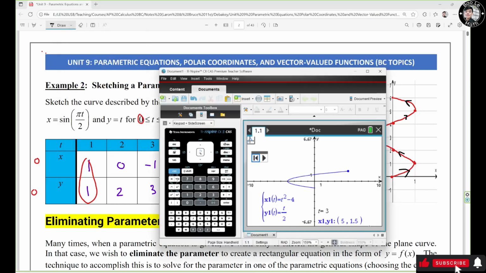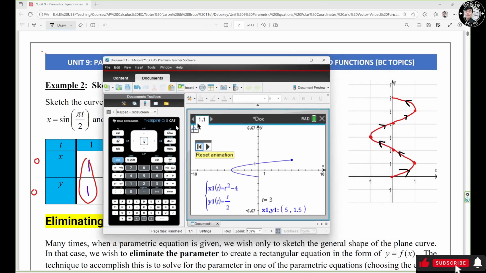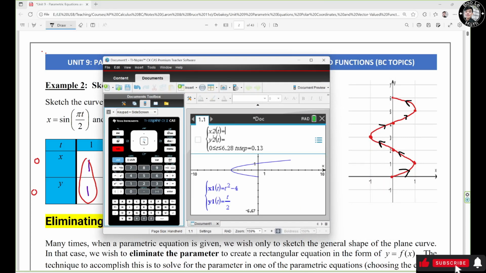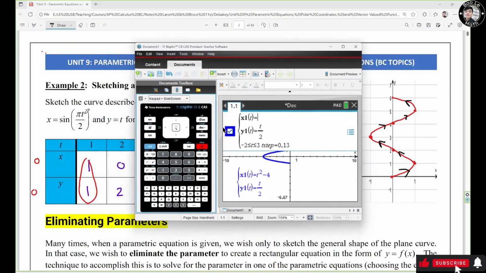Now you're going to use the calculator to check your work. So you hit tab, x2, y2. You need to hit the up arrow right here. Then you put sine of pi t over 2, so you press check right here, sine of pi t over 2. So pi should be right here, and t divided by 2. Now y should be t only.